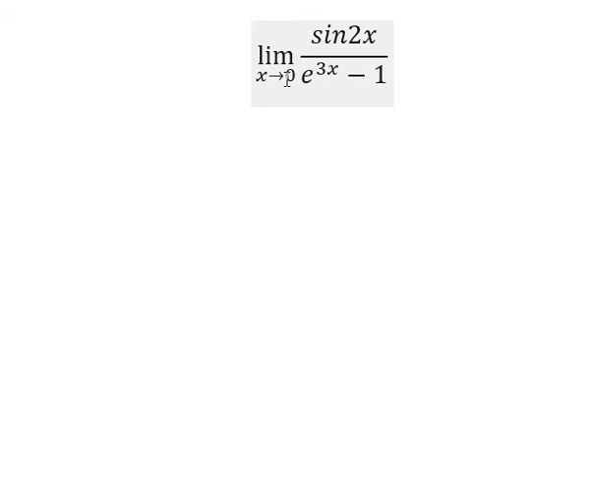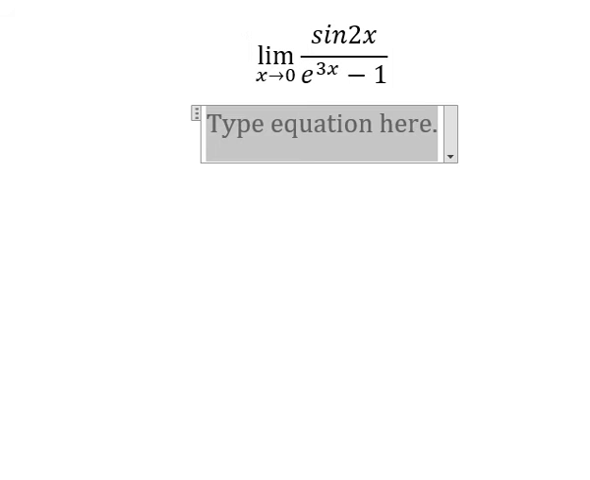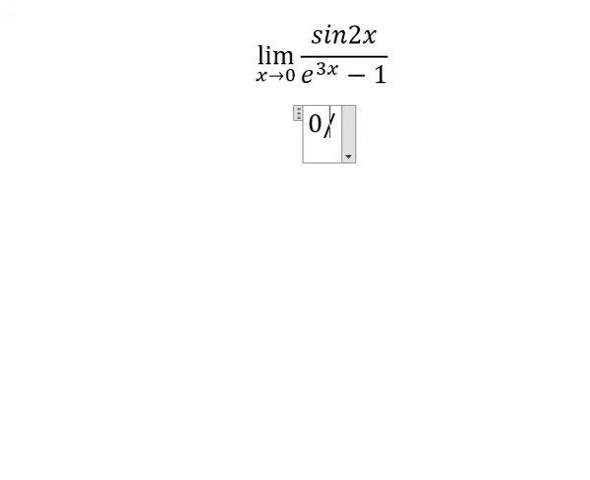We see that if I put number 0 going here and here, this one we have sine of number 0, that is about 0. This one we have number 1 minus 1, we have 0. So in this situation, we can use L'Hospital.